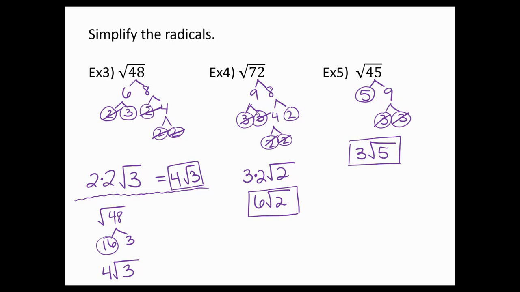And on this one, just to show you the alternate version again, if you realized that 9 was a perfect square, you could have said, I know the square root of 9 is 3, and I'm left with the 5 that I don't know the square root of. So your answer is still 3 root 5.